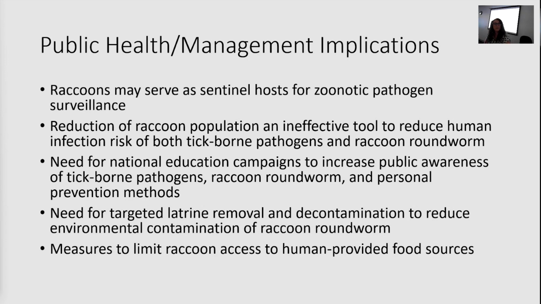The reduction of raccoon population is probably an ineffective tool to reduce human infection risk of both tick-borne pathogens as well as raccoon roundworm. And so instead, management could focus more on education. So national education campaigns, increasing public awareness of tick-borne pathogens, raccoon roundworm, and prevention methods could be an effective way to mitigate human health risks. And then also, both people and agencies could take measures to limit raccoon access to human-provided resources, and that can keep raccoons out of human spaces and reduce that interaction among humans and raccoons.